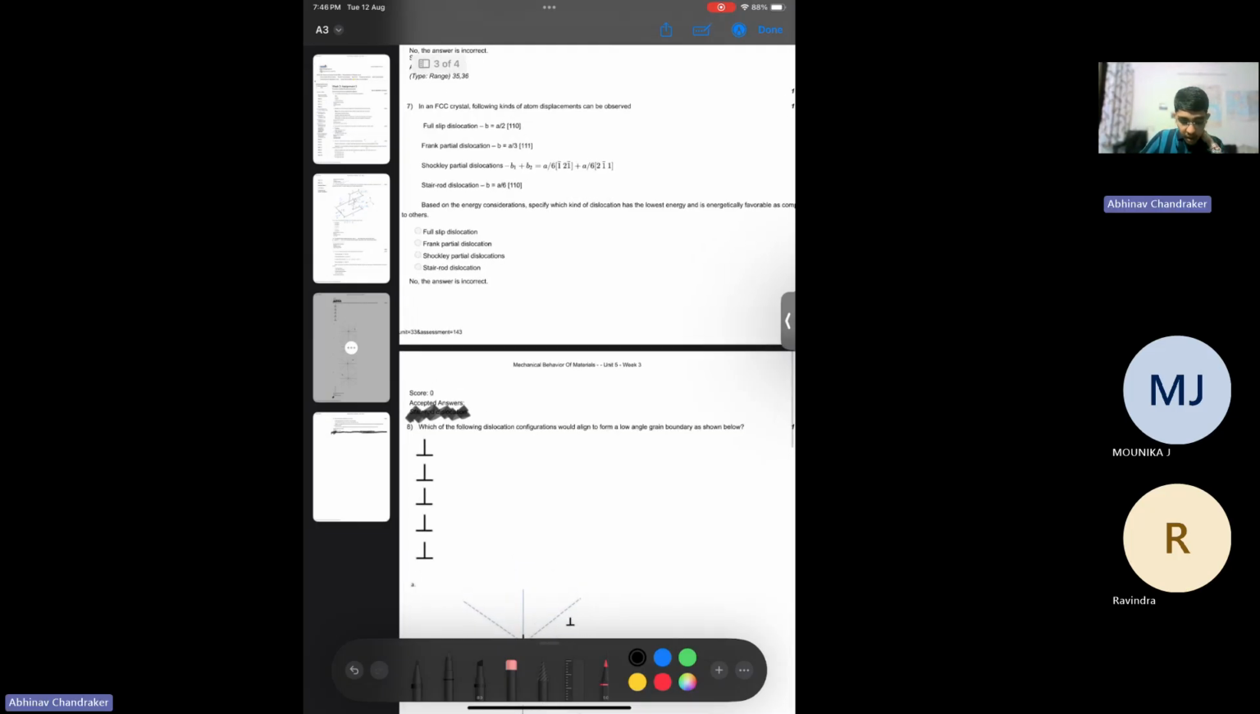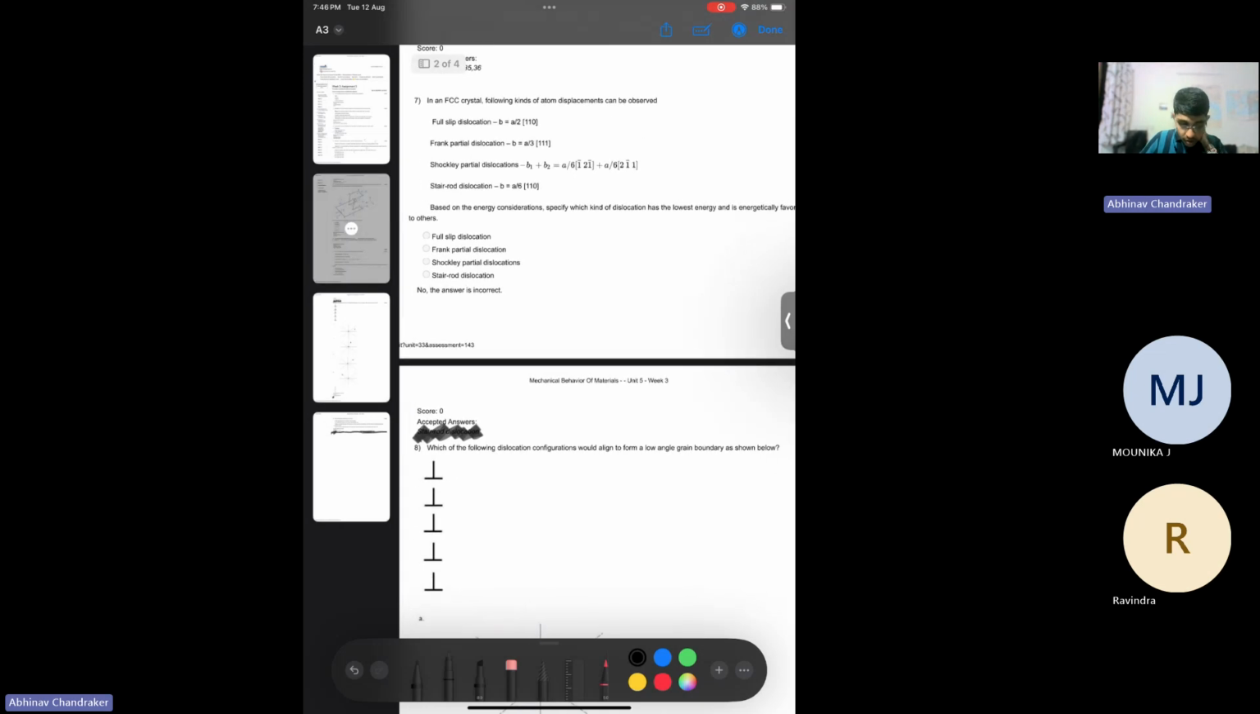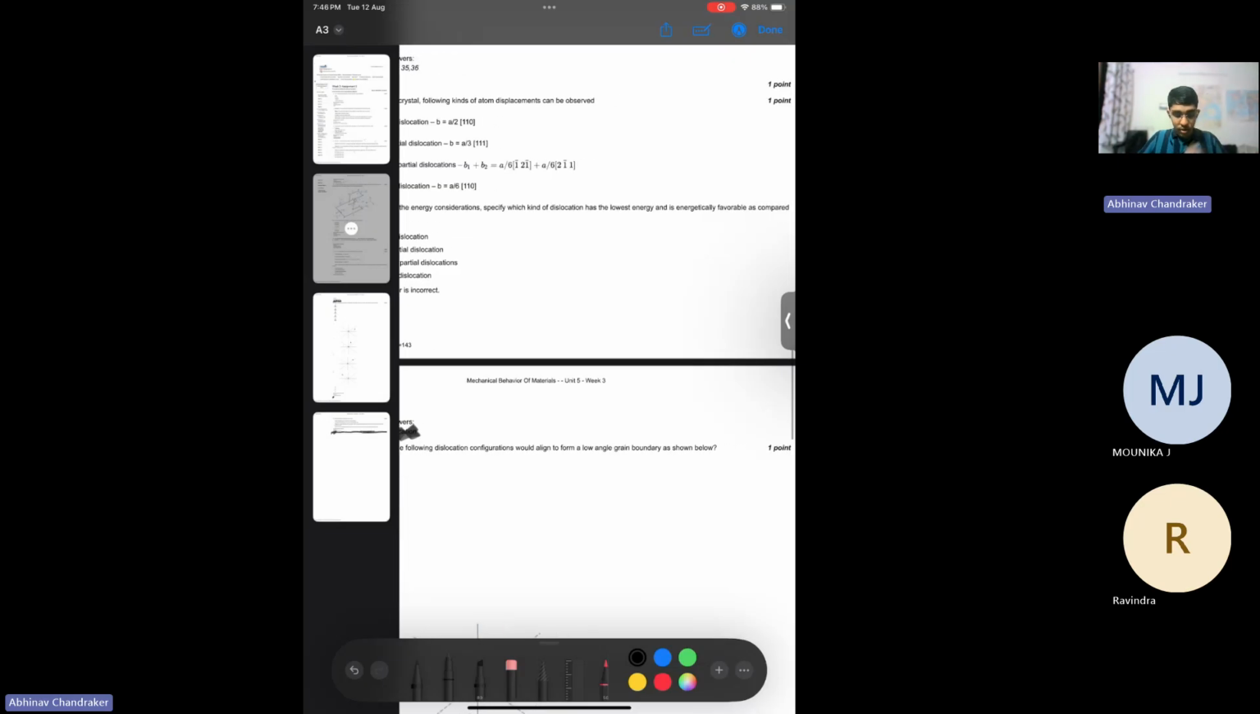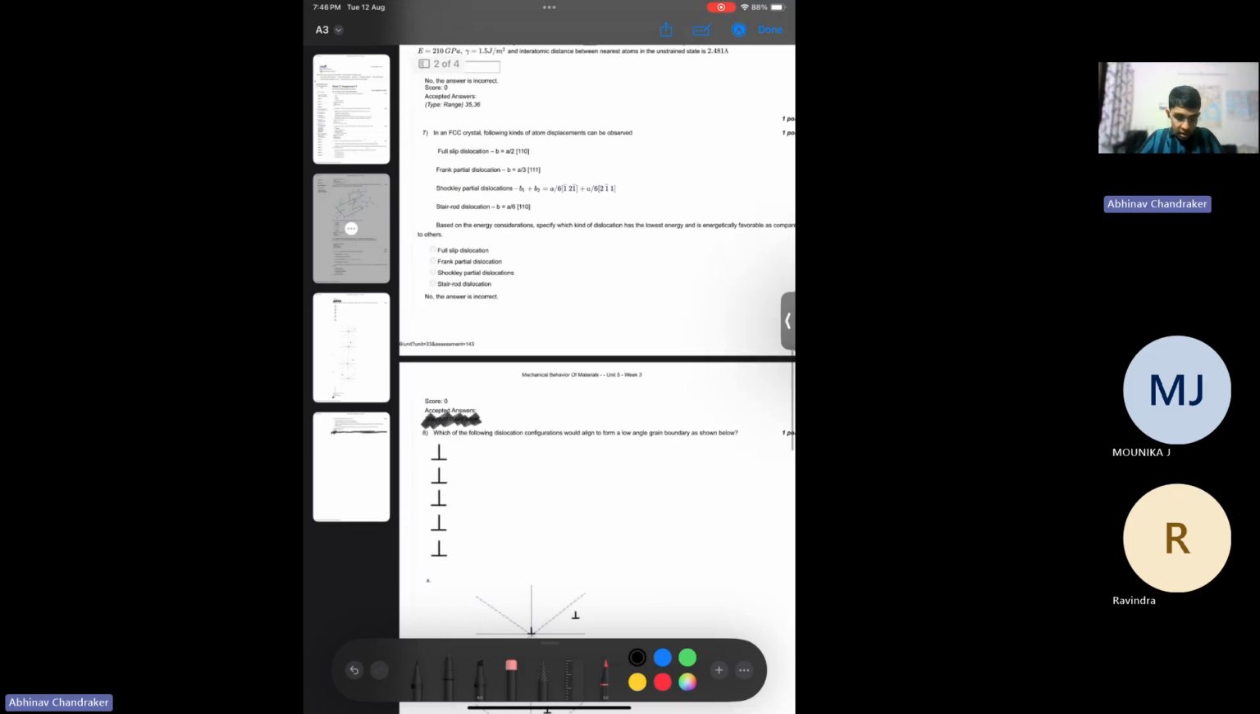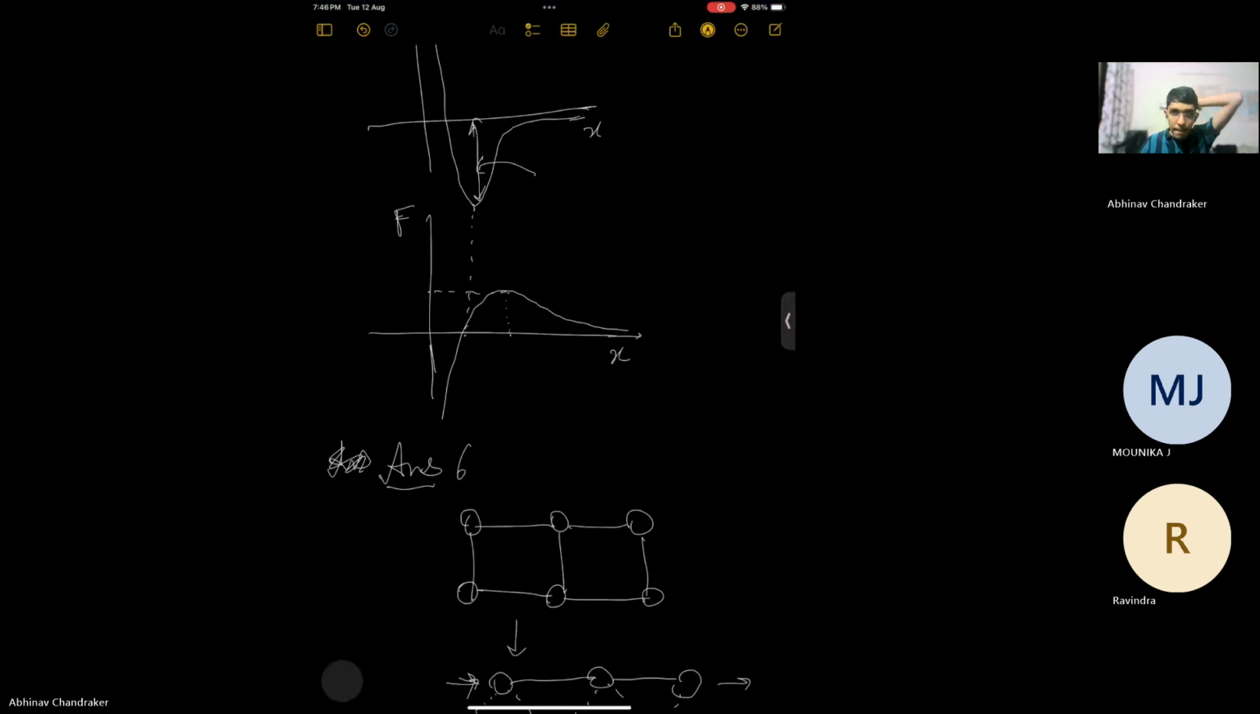In an FCC crystal, the following kind of atom displacements can be observed: full slip dislocation, Frank partial dislocation, Shockley partial dislocation, and stair rod dislocation. Based on energy considerations, specify which kind of dislocation has the lowest energy and is energetically favorable as compared to others. So, lowest energy and is energetically favorable. Let's see each of them. So we know energy of dislocation is proportional to square of the Burgers vector magnitude.